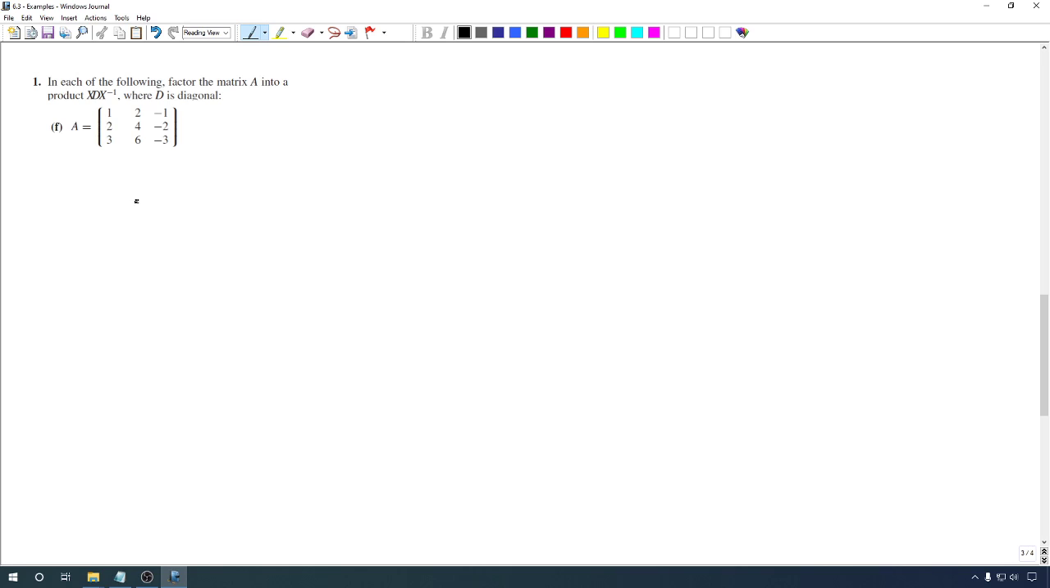Alright, one more problem. And then we'll move on to a whole other topic in the next video. So here we have a matrix, a 3 by 3 again. We want to find the X and D as we did before. So we start off the exact same way. We're going to subtract lambda from each of our diagonal elements. Everything else is the same.